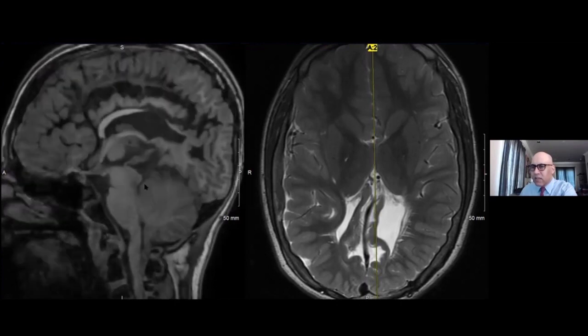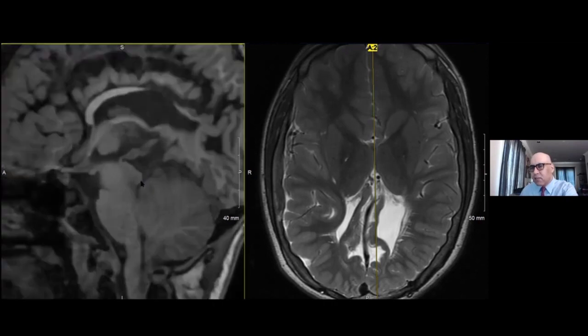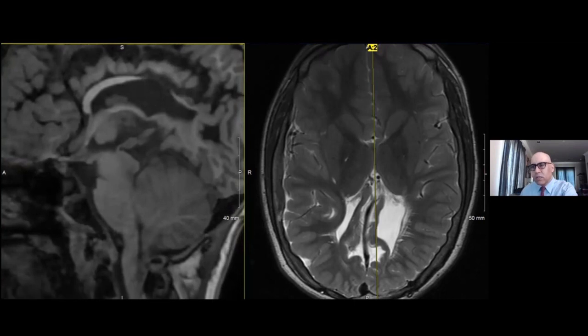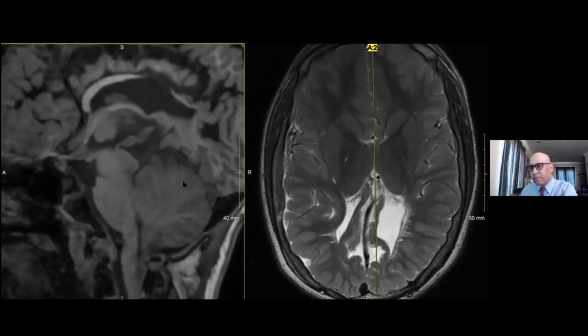Well, what else do we see? There's somewhat of a horizontally configured appearance of the tectal plate, in particular, protrusion of the inferior colliculi. This is sometimes referred to as tectal beaking, which can be of variable severity. And then we see some of the more classic findings. We see the fourth ventricle is small and vertically oriented.